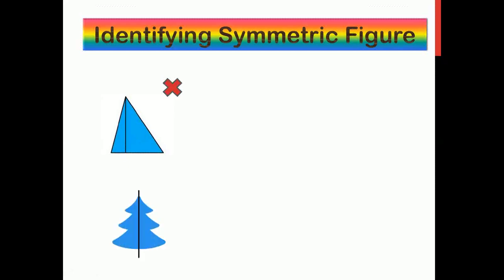A tree is on our screen. It is divided by a straight line vertically, and the two halves are identical, so it is a symmetric figure. Wow, a beautiful butterfly is here on our screen, and it is divided into two identical halves as well. So it is a symmetric figure.